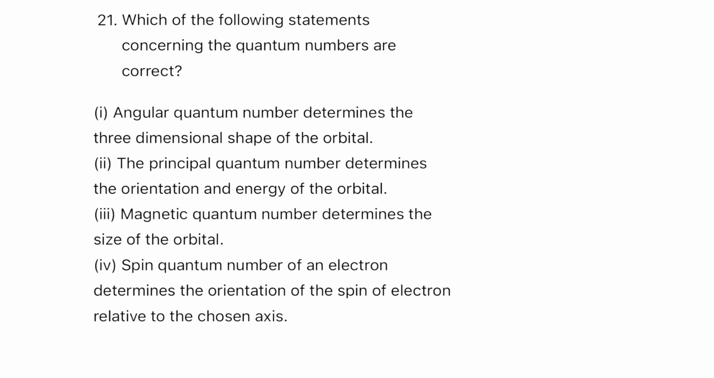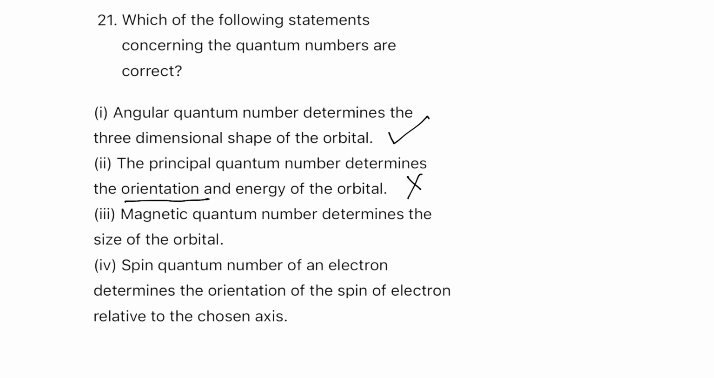Angular quantum number represents the three-dimensional shape of the orbital. Angular quantum number means azimuthal quantum number. So it is correct. Second one is what? The principal quantum number determines the orientation and energy of the orbital. So it is wrong, right? Orientation, no, that is wrong. We know the principal quantum number represents what? Size and energy, not orientation, right?